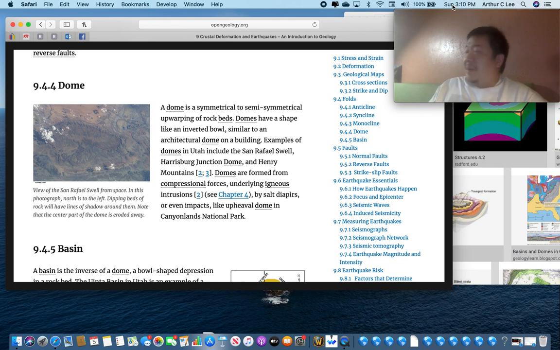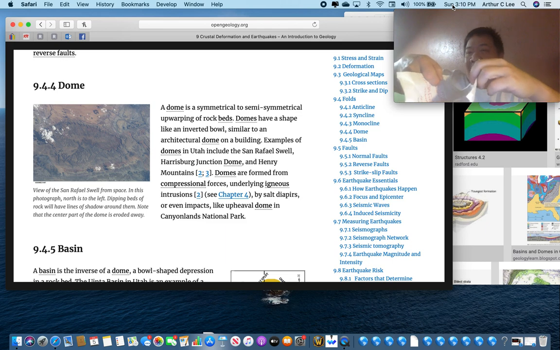We already talked about some geologic structures. We've talked about folds and faults so far, right? For faults, you need to be able to recognize reverse fault, thrust fault, normal fault, right lateral strike-slip fault, left lateral strike-slip fault. And then we talked about anticlines, where the rocks are folded like this, and then synclines.